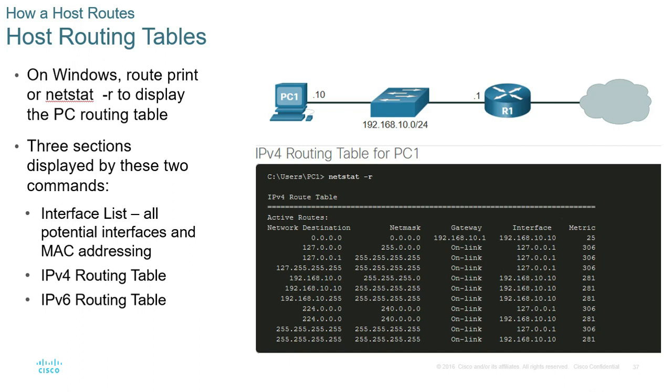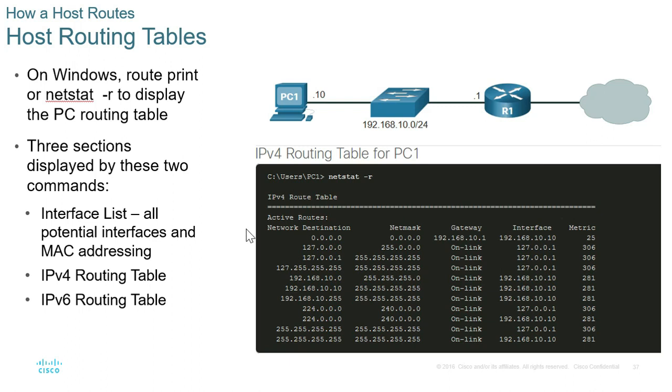So inilah contoh satu routing table untuk PC 1. Kalau through Windows, we can view the routing table through the command netstat -r. Okay. So kita ada di sini 3 sections. Interface list, which is all the potential interfaces and MAC address. Then we have the IPv4 and IPv6 routing table. Contoh dalam diagram ni adalah the IPv4 routing table.